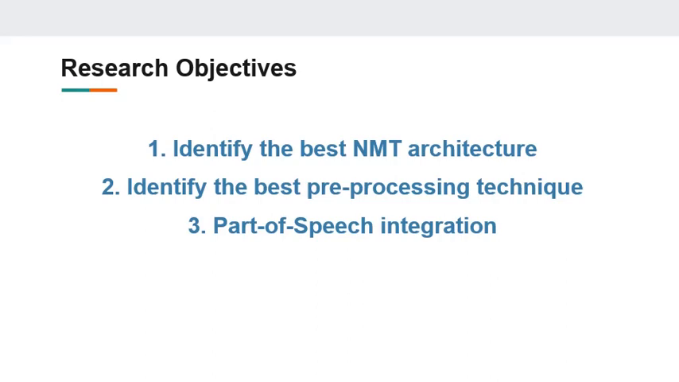The first one is to develop an English to Sahara NMT system that outperforms SMT by identifying the best NMT architecture. The second one is to identify the best pre-processing techniques, specifically subword segmentation and pre-trained subword embedding. The third one is to identify the best way to incorporate part of speech knowledge into the NMT system.